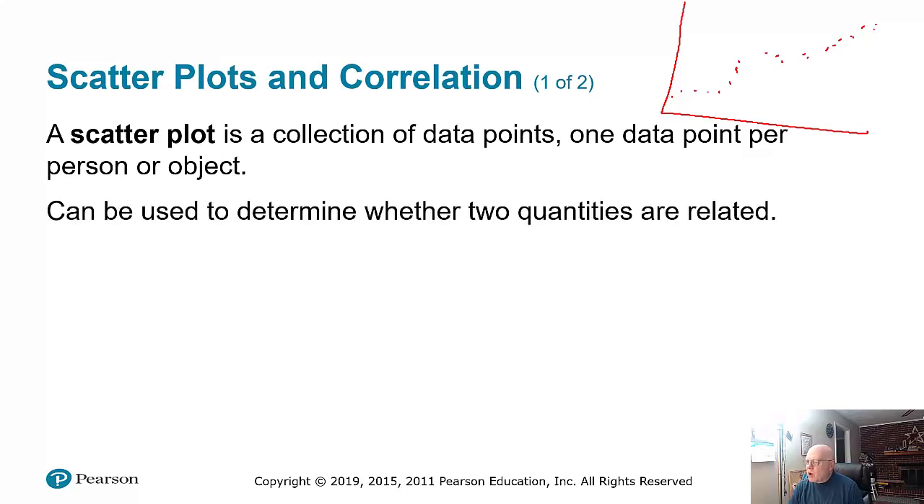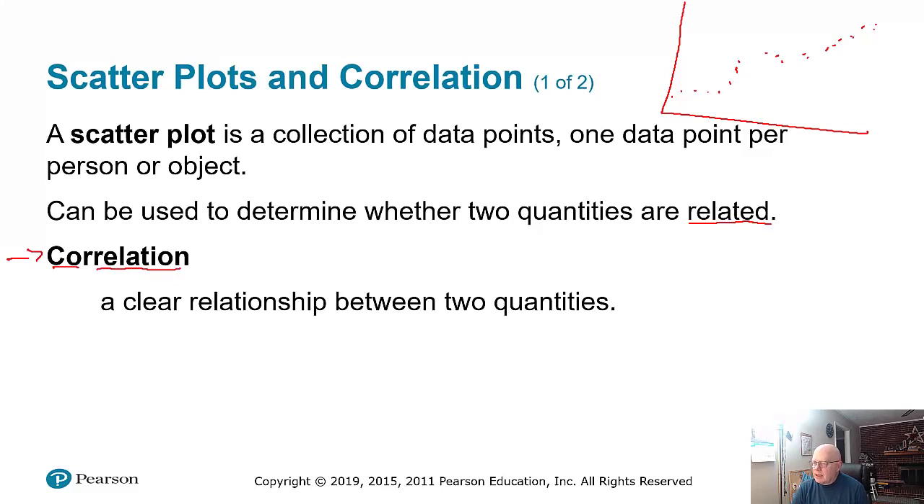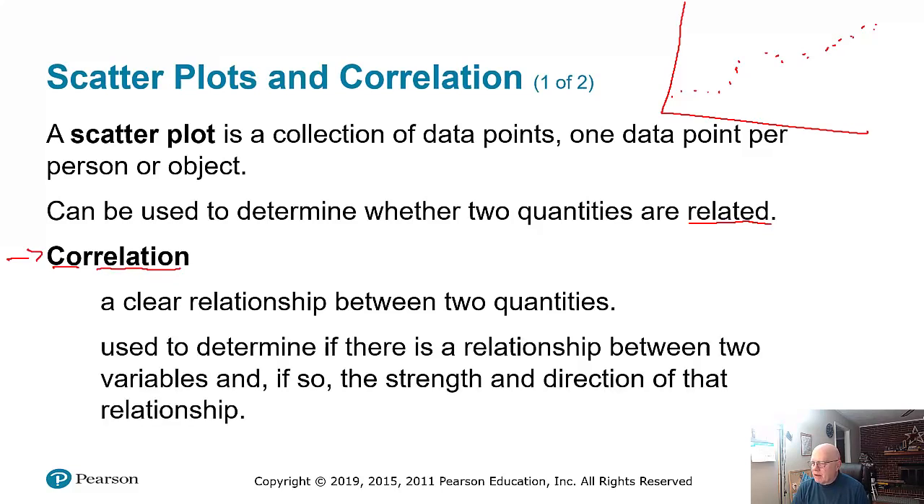We're going to see whether two quantities are related. So correlation is what that means. Are they related? Co-related. See if there's a clear relationship between them. Find out what it is, how strong that correlation is, and what direction it is. Is it positive? Negative? We'll find out.